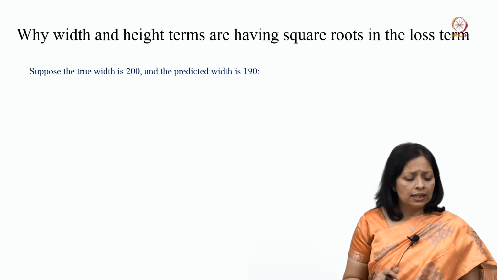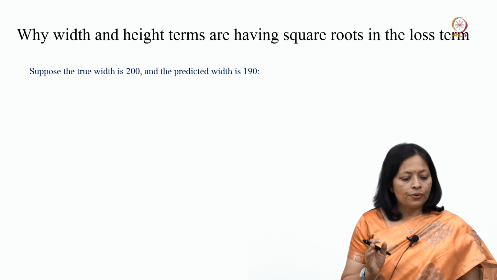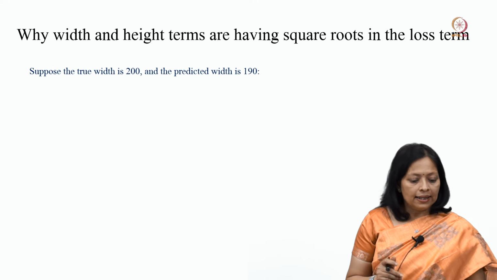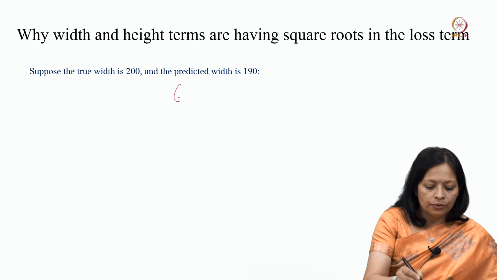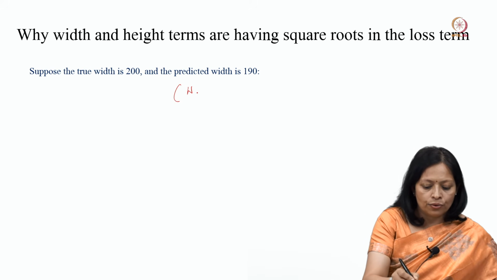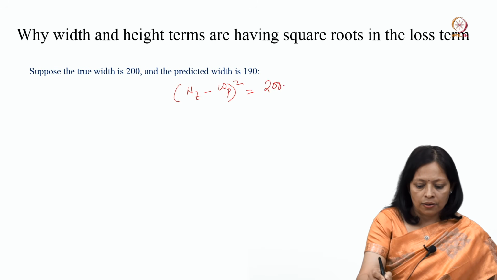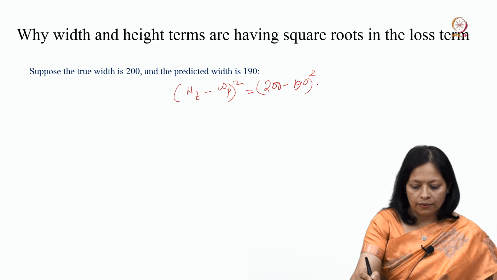For that, let us take an example. Suppose the true width is 200 and the predicted width is 190. In that case, if I do true width W true minus W predicted square, what do I get? It is 200 minus 190 square, which is equal to 10 square, that is 100.